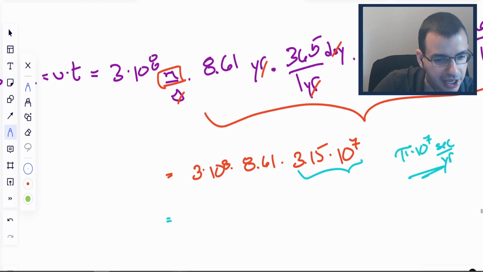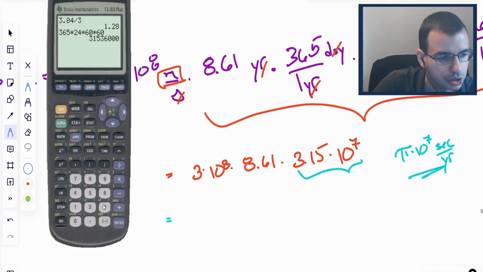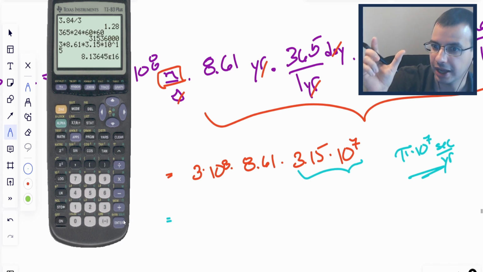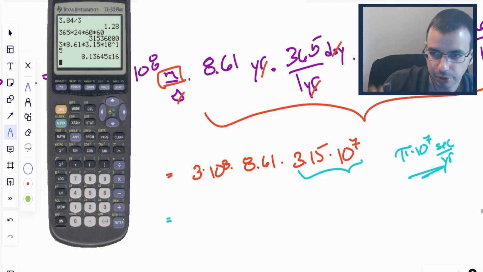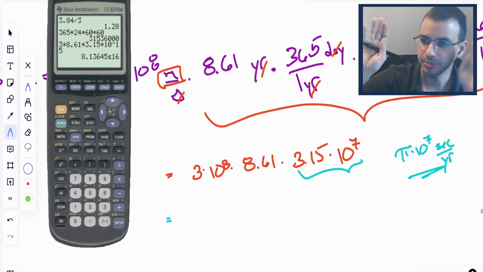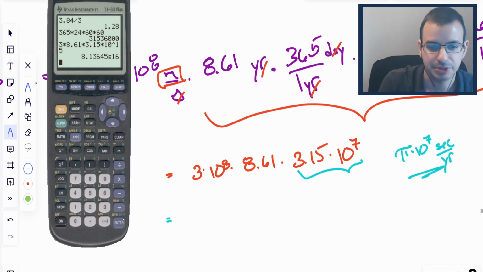All right, so now though, we're going to do 3 times 8.61 times 3.15. So it's 8.61 times 10 to the 15th. And what I just did there was I added the 8 and the 7, because when you have bases that are the same and you're multiplying two bases with exponents, you just add the exponents.